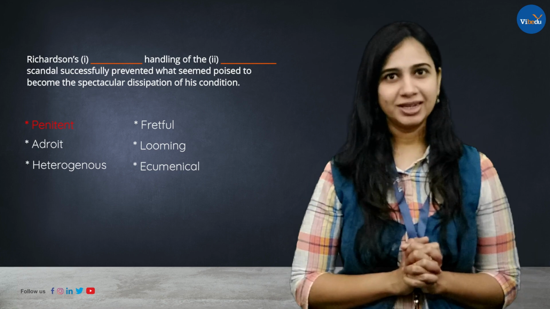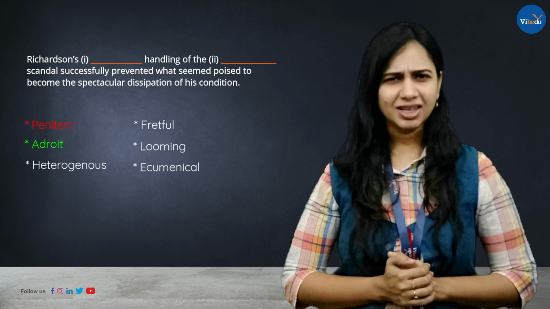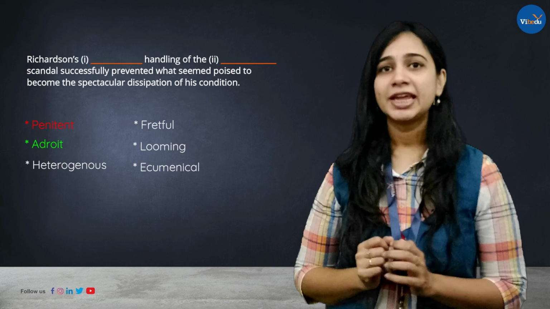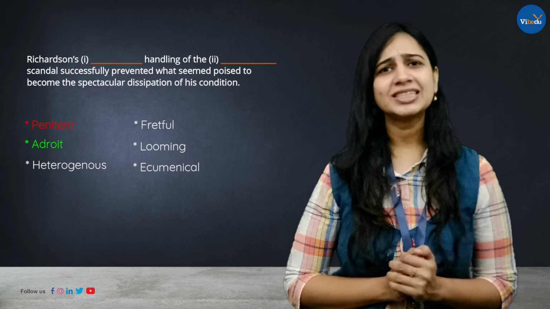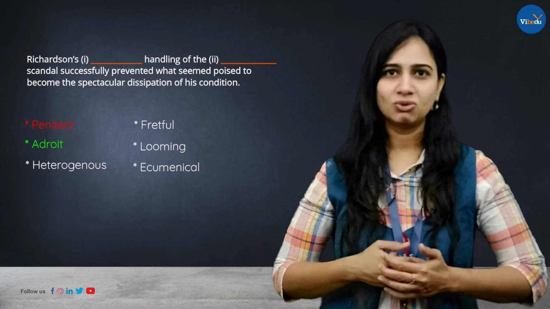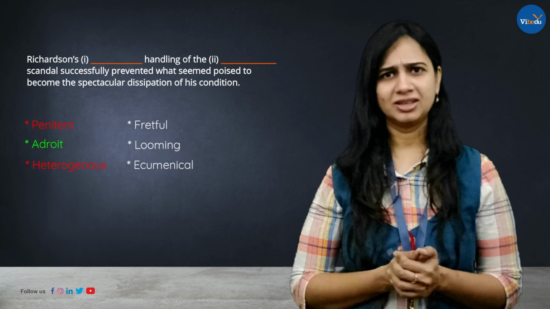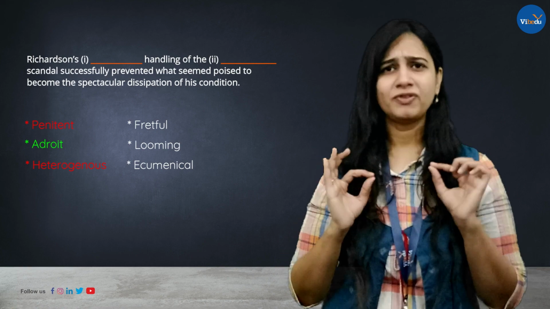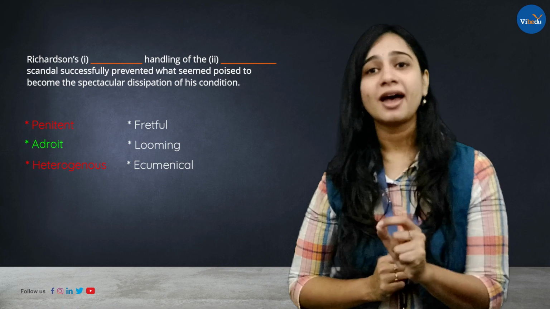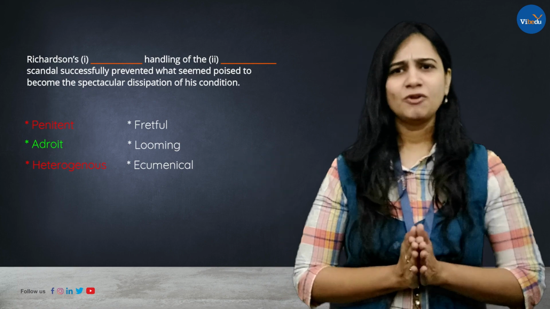Adroit. Adroit is skillful, very smart. This can be the answer. Let's have a look on third option also. Heterogeneous. Heterogeneous is exact opposite of what should be done. So, I don't think the answer is heterogeneous. I think adroit is a perfect match for smart. So yes, Richardson's adroit handling of second blank.